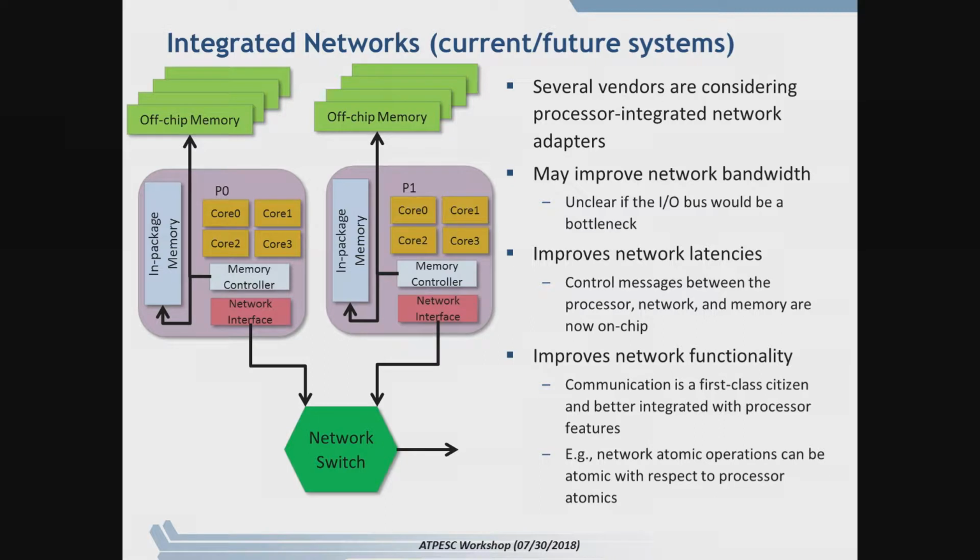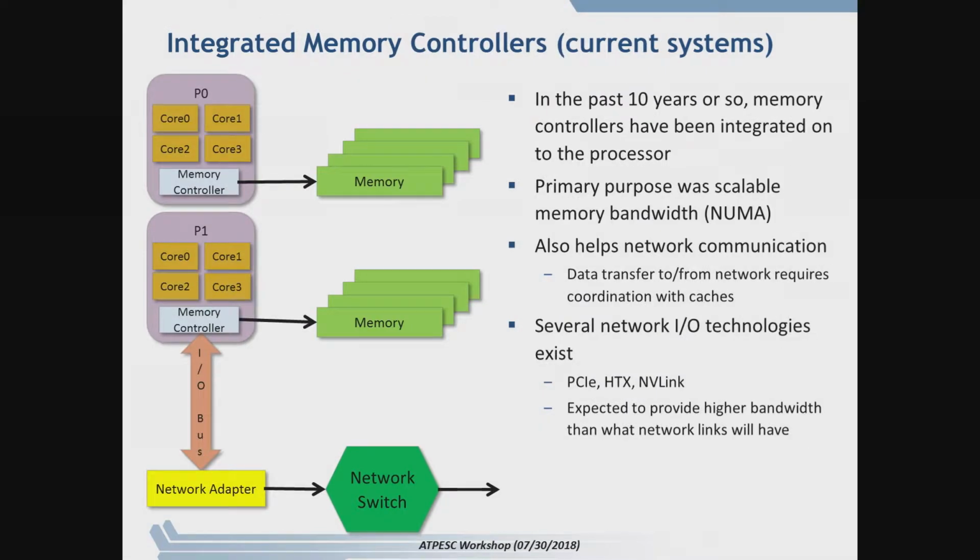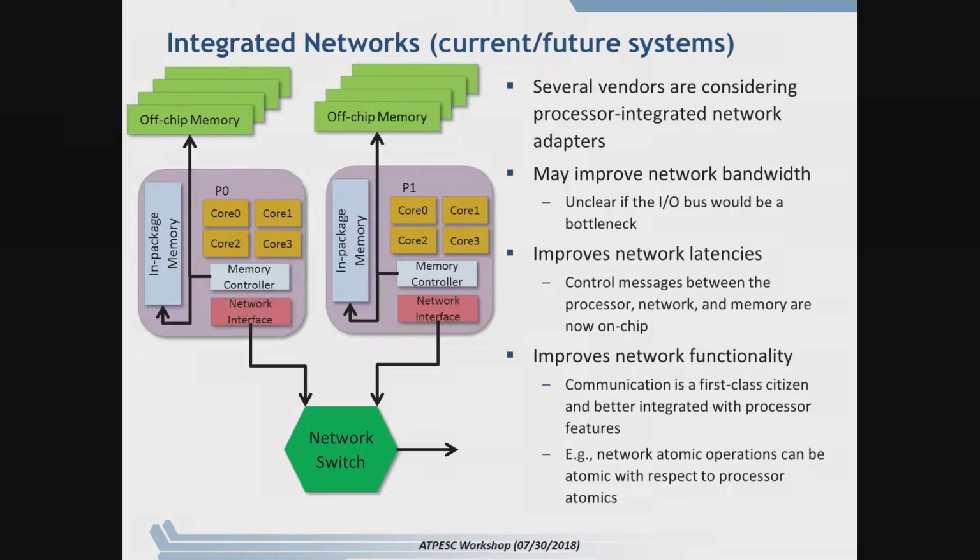This type of integration of the network interface onto the chip should, in theory, improve the network latency, with everything closer together and more tightly coupled. And what we hope in the future is that we'll actually improve the network functionality itself. Whereas in the previous diagram, you would think of network communication as a second-class citizen, sitting there across the I/O bus, where you send data and commands to it and it handles things on its own, now there can be a little bit more coordination.